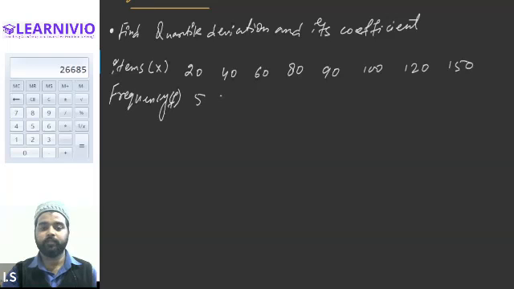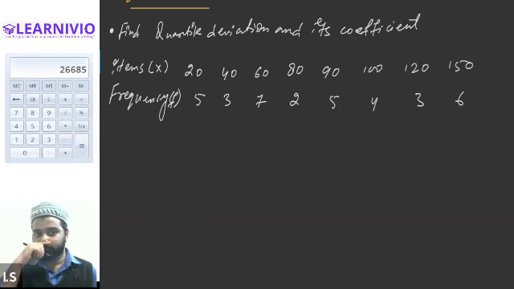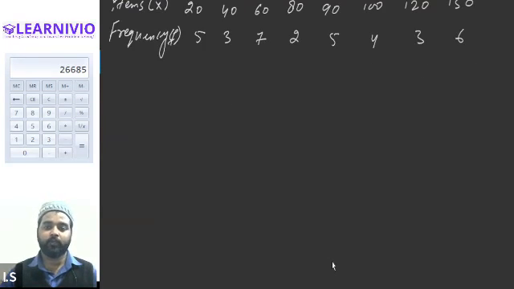So the frequency we have is 5, 3, 7, 2, 5, 4, 3, 6. This is the frequency in this series. This is called discrete series, items along with the frequency. Okay. Now we need to calculate quartile deviation.